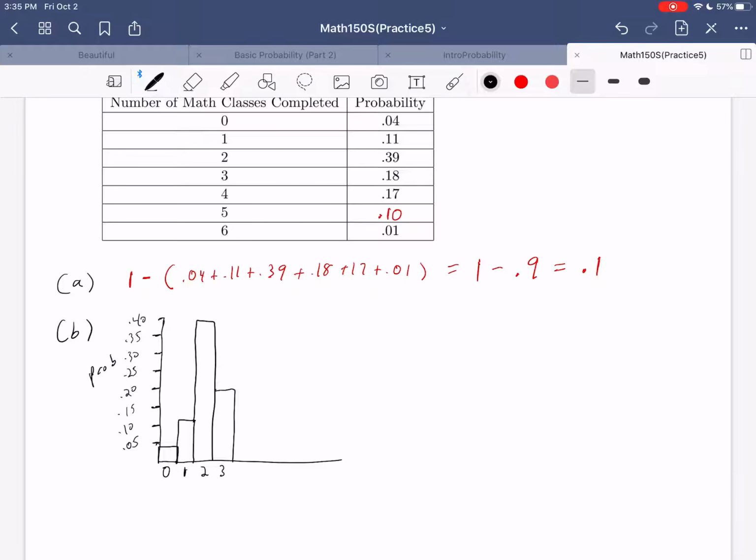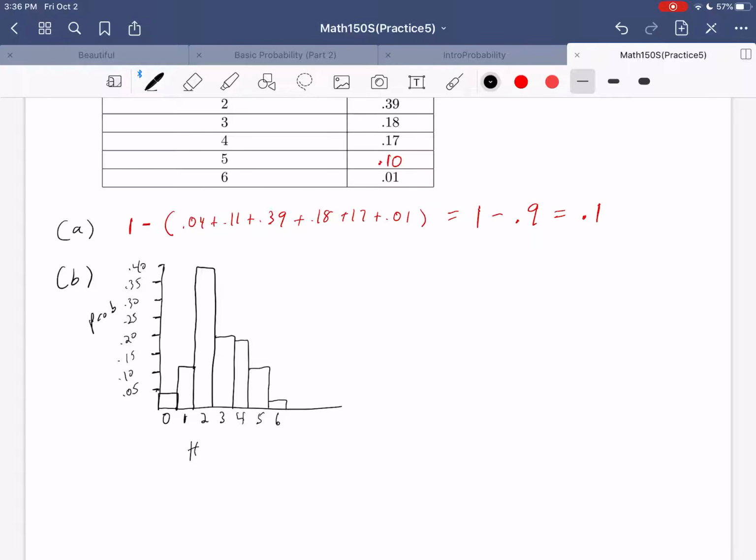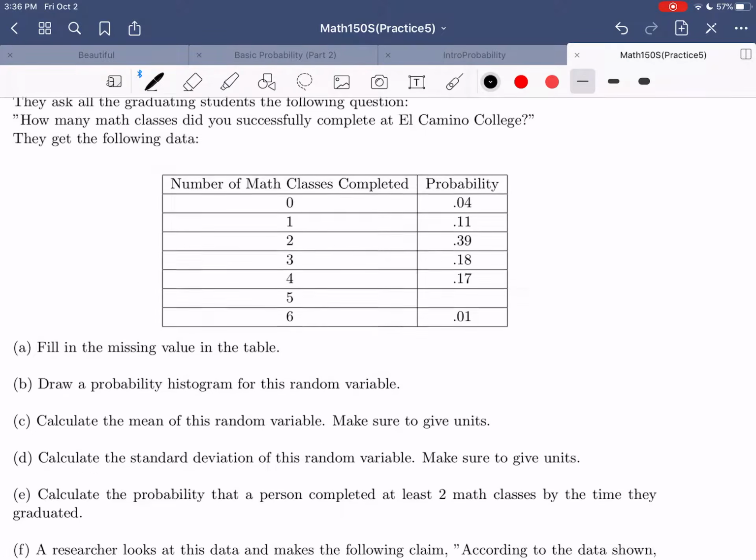0.17 for the next one, so it's just barely below. And then 0.10. There we go. And then our next one, 0.01, so way down there. We should go ahead and label this axis. This is number of math classes completed. All right, I think that's all we wanted to do.